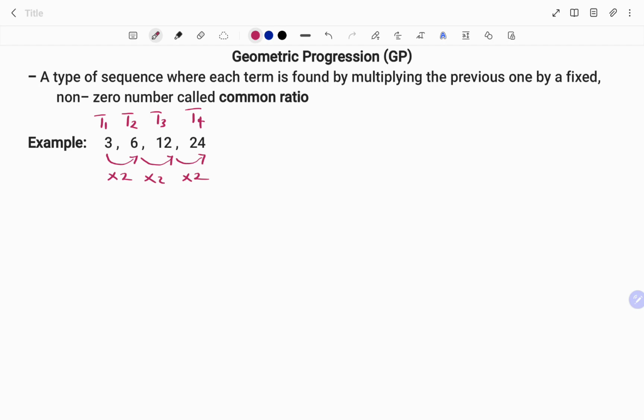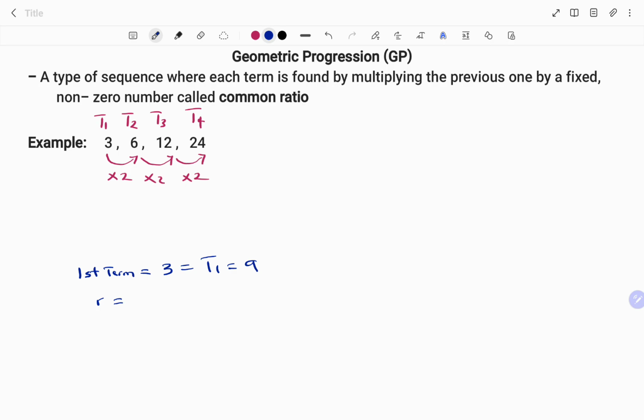If I'm going to move from term 1 to term 2, which is from 3 to 6, I'm going to be multiplying by 2, like I showed earlier. Thus, the first term, which is 3, is referred to as our T1, which is our A. The R, which is a common ratio, can be found by dividing a term by the previous term.